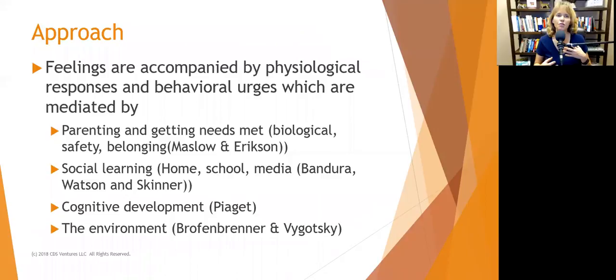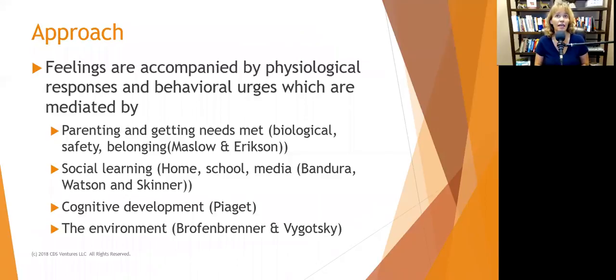So we want to start looking at how all of these things come together, because by looking at behavioral responses, we can generally help children start developing that emotional vocabulary. Now, these feelings and responses and urges are moderated or mediated by parenting and getting their needs met. If they're getting their needs met, as defined by Maslow, think about his hierarchy, and Erikson's stages of psychosocial development, then they're probably going to have more feelings of contentment and happiness and those sorts of things.